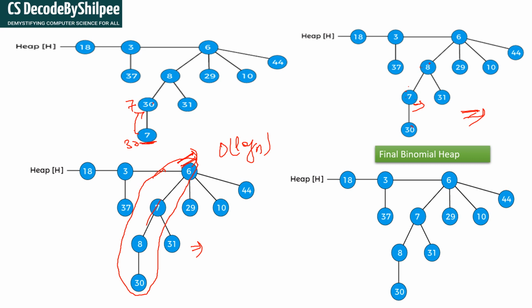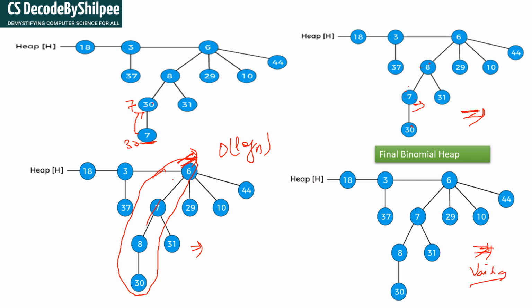Here you check with the 6. Is 6 less than 7? Yes, the condition is true, so you stop, and after stopping you get this. This is the final binomial heap, and this is the valid binomial heap.